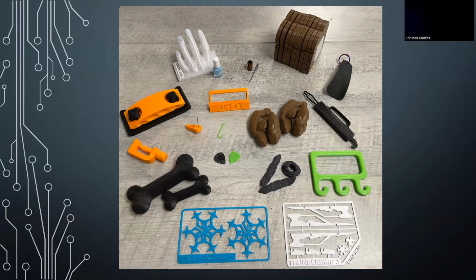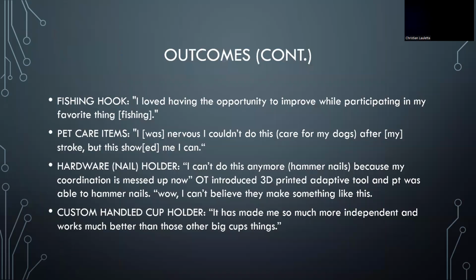And leading into that, I have some examples and quotes to share with you from the patients here at RHI after using some of our 3D prints. So after the fishing hook, the patient said, "I loved having the opportunity to improve while participating in my favorite thing, fishing." So that goes right into our occupation-based care and contextualized treatment. Pet care items: "I was nervous I couldn't care for my dogs after my stroke, but this showed me that I can."